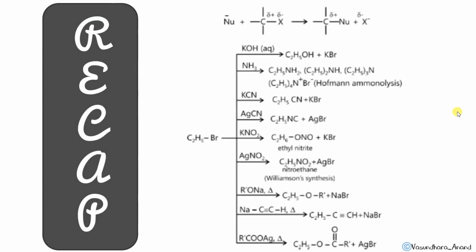Okay, so now a short recap of whatever reactions we have done. C2H5Br, we are going to react this compound with aqueous KOH. It will give you C2H5OH. If it reacts with ammonia, NH3, and NH3 is in excess, it will give you only C2H5NH2. But if I'm using the alkyl halide in excess, it will give you the primary, secondary and tertiary amines as well as the quaternary alkyl ammonium salt. Got it? So this is also called Hofmann ammonolysis.